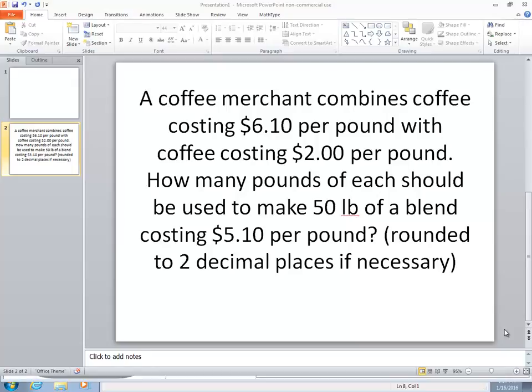Take a look at this problem. A coffee merchant combines coffee costing $6.10 per pound with coffee costing $2 per pound. How many pounds of each should be used to make 50 pounds of a blend costing $5.10 per pound? Rounded 2 decimal places if necessary.